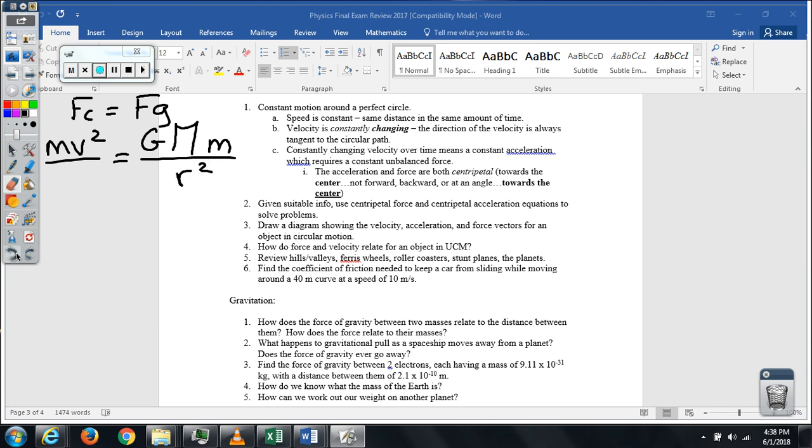I should have erased this instead. You lose the little m, and so you get that the speed squared equals GM over r. There were questions on your UCM tests which this expression would have helped you think through when you're talking about satellites in circular orbits around the Earth, or the planets' motions around the Sun.